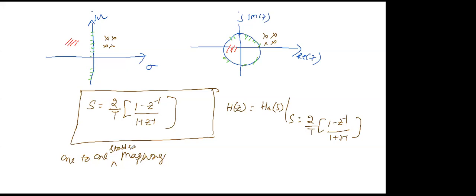Yes, sir. Okay, it's very simple. Now, there are some disadvantages that we will see slowly, but let's discuss one thing. Now see, when we take S equals 2 by T times (1 minus Z inverse) by (1 plus Z inverse).